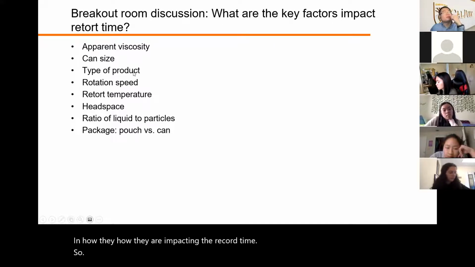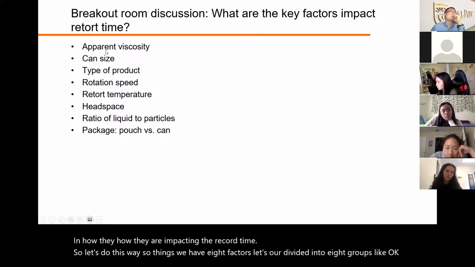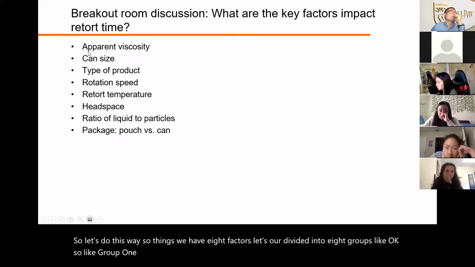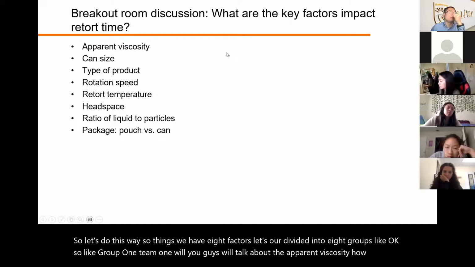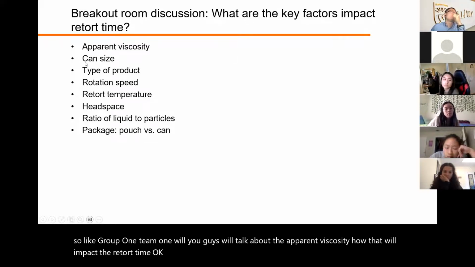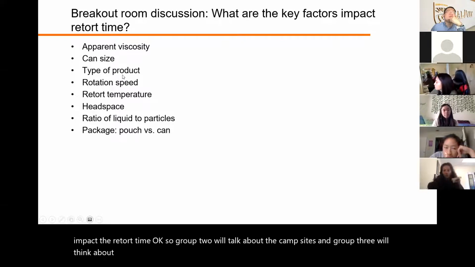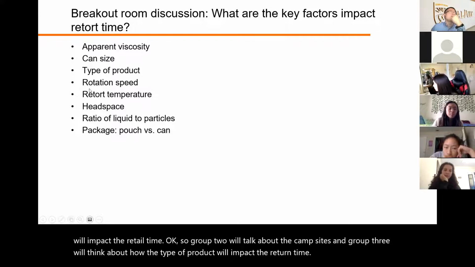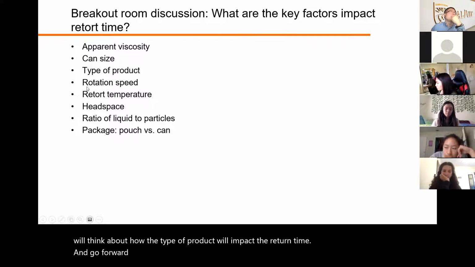Let's do it this way. Since we have 8 factors, I will divide you into 8 groups. Group 1, team 1, you guys will talk about the apparent viscosity, how that will impact the retort time. Group 2 will talk about the can size. Group 3 will think about how the type of product will impact the retort time. And group 4 will discuss rotation speed, okay?